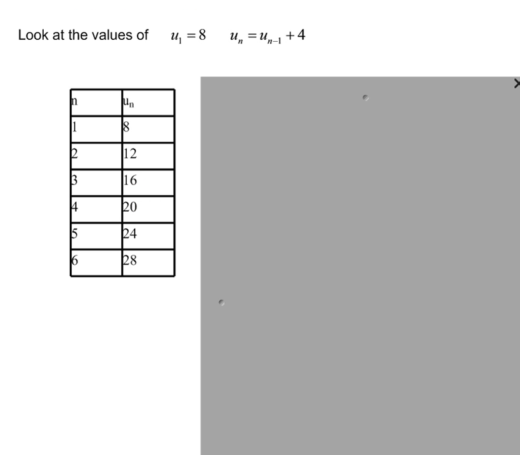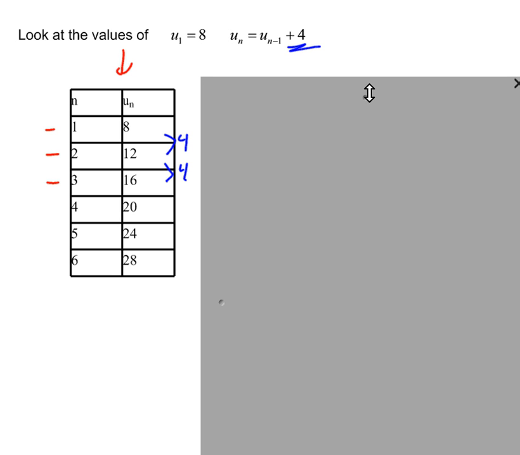Well, let's look at these values again. U sub 1 is equal to 8. U sub n is equal to U sub n minus 1 plus 4. And I have them in this chart over here. So in 1 it's 8, 2 it's 12, 3 it's 16, and we keep on going. What I'd like you to see is that each time we're going up by 4, obviously, because that's part of the sequence.